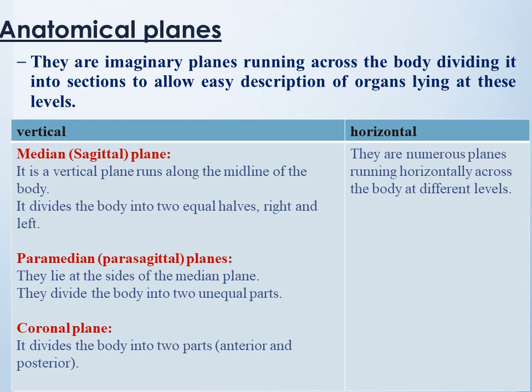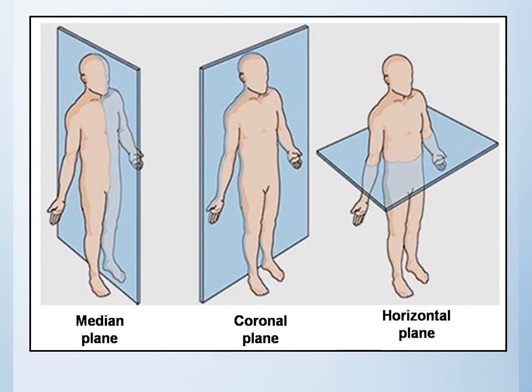To study different parts of the human body, imaginary planes running across these segments can be used. They are either vertical planes or horizontal planes. Vertical planes are subdivided into sagittal planes and coronal planes. In this diagram, vertical planes include sagittal planes and coronal planes.